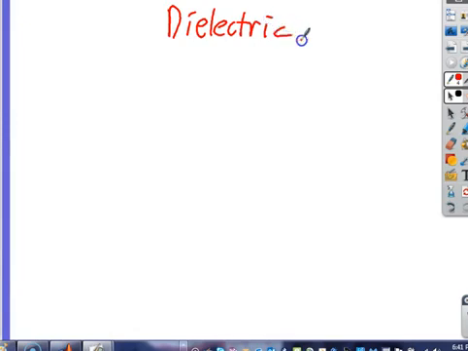So the last thing we're going to talk about here are something called dielectrics. Dielectrics are essentially things that you put in between the plates of your parallel plate capacitor. It doesn't have to be parallel plate capacitors, it could be any capacitor, but we're going to focus on a parallel plate one. So I'm going to draw, first of all, my parallel plates.